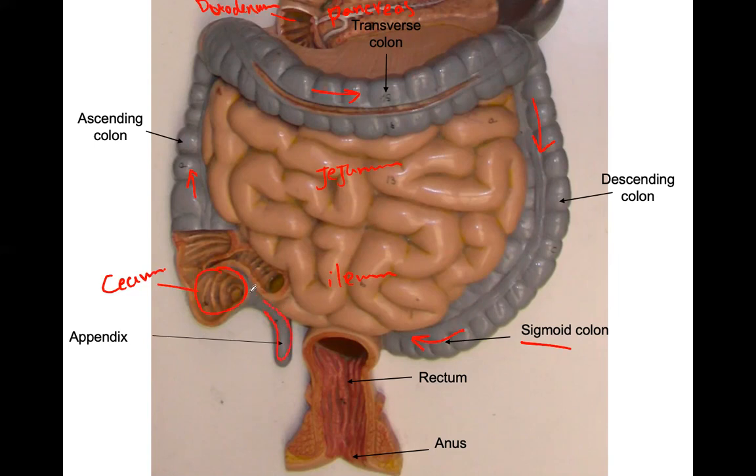The organ that is directly connected to the first part of the large intestine is your appendix, as we depicted previously.